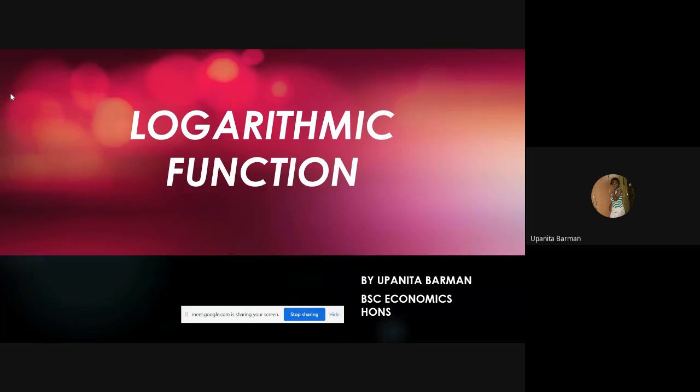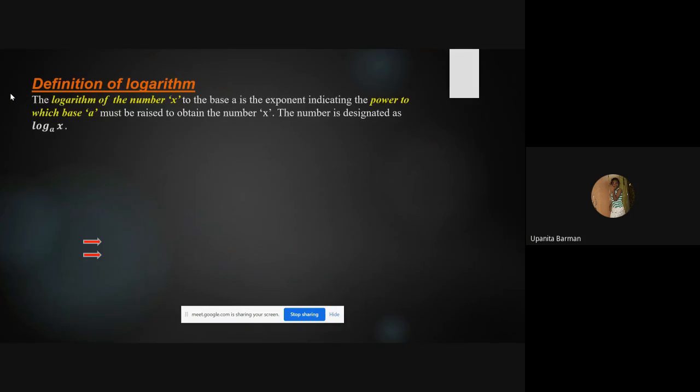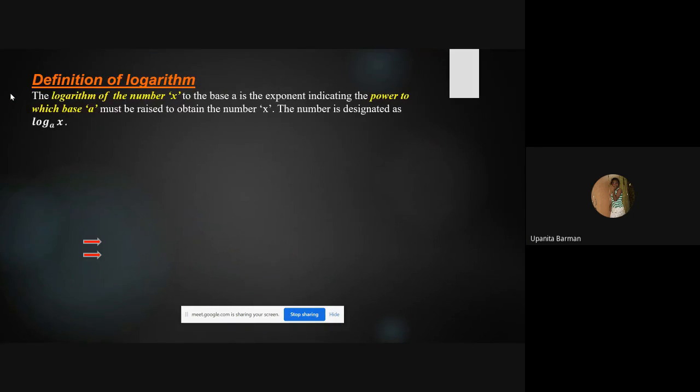Good evening, everyone. My name is Upanita Burman, and my PPT is on logarithmic function. We begin with the definition of logarithm. The logarithm of the number x to the base a is the exponent indicating the power to which a must be raised to obtain the number x. It is designated as log x to the base a. I would like to demonstrate it with the help of an example.